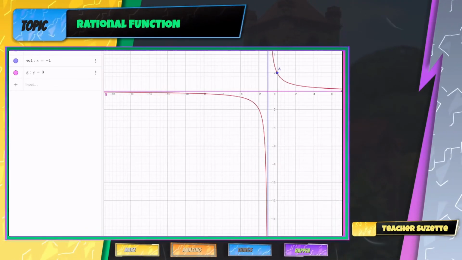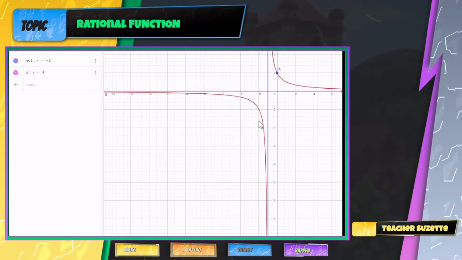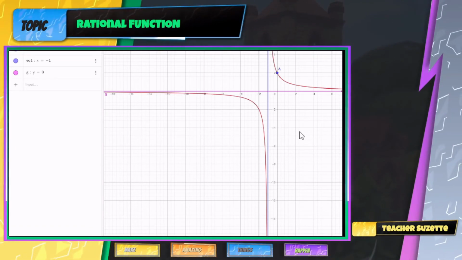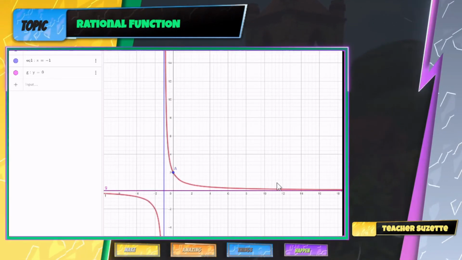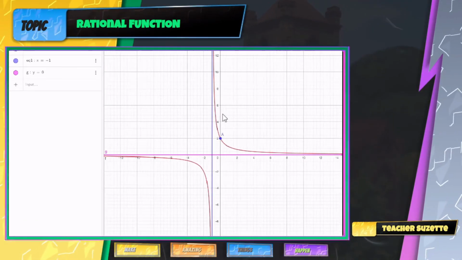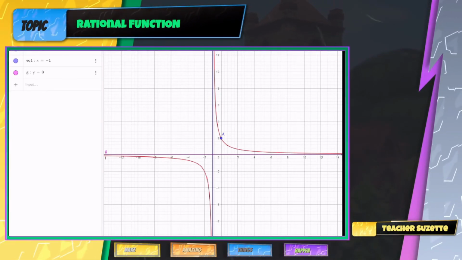This is the part below the x-axis from earlier, and this is the part above the x-axis. So, that is how you sketch a graph of a rational function.